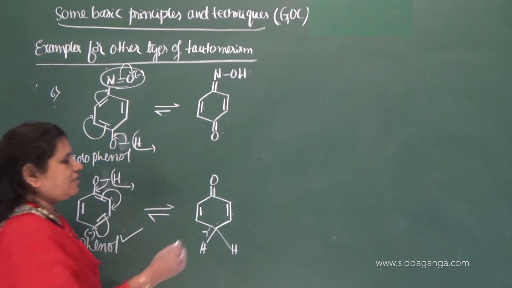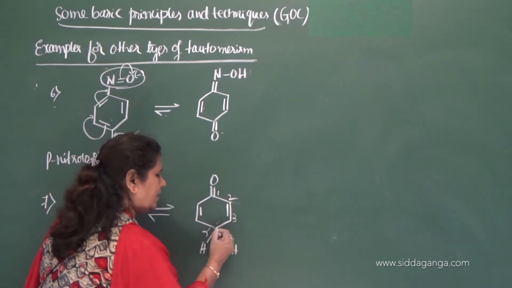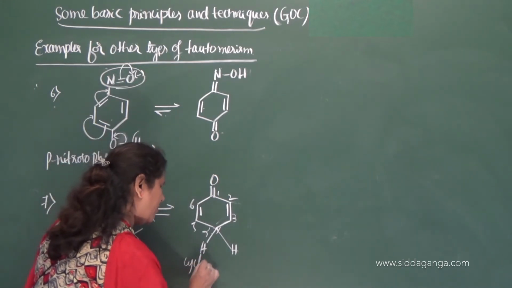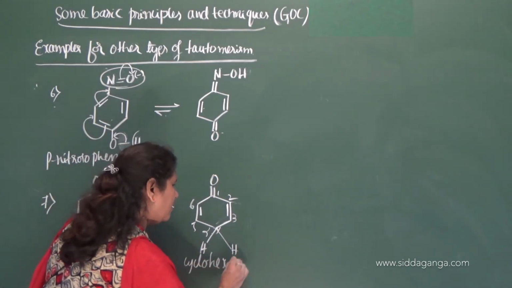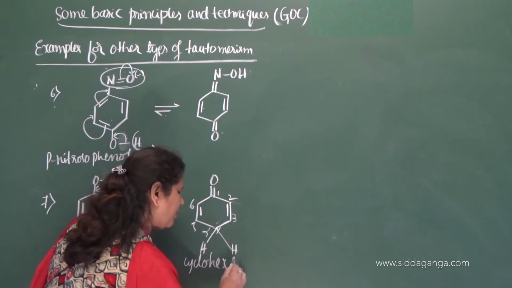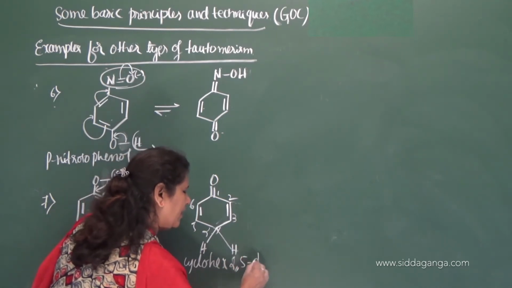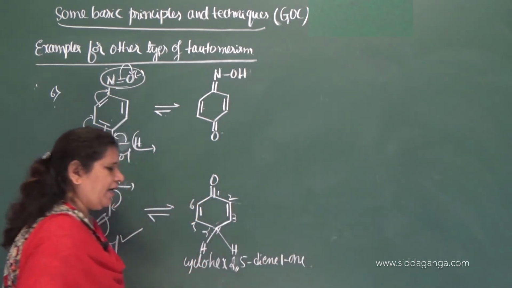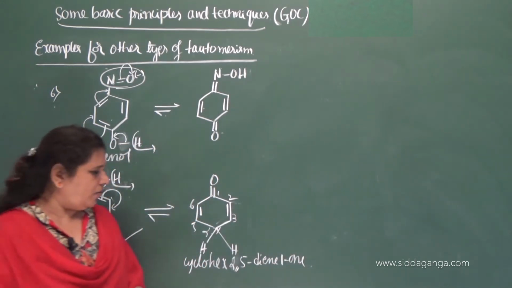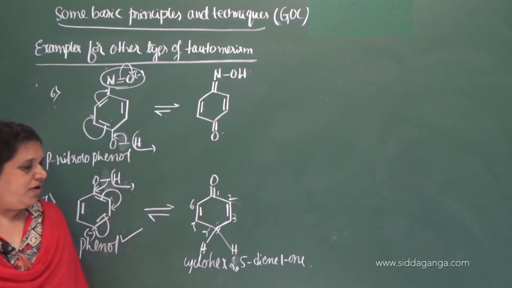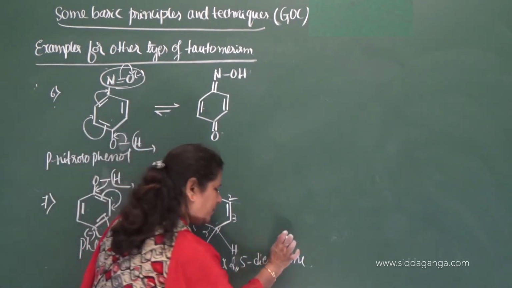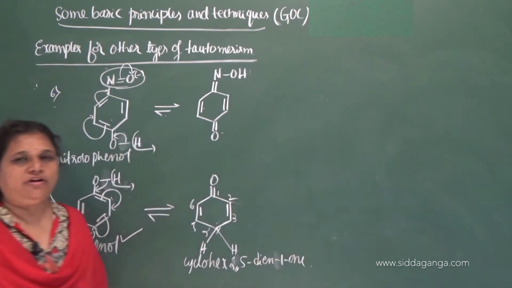And what is the name of this compound? 1, 2, 3, 4, 5, 6. So that is cyclohex-2,5-dien-1-one. So dien-1-one, cyclohexa-2,5-dienone. So dienone is an example of the keto form of phenol.